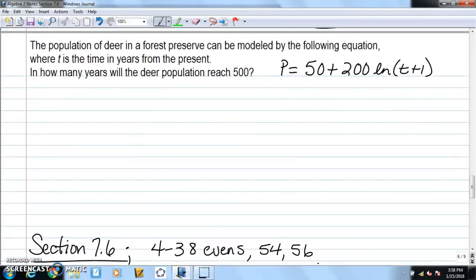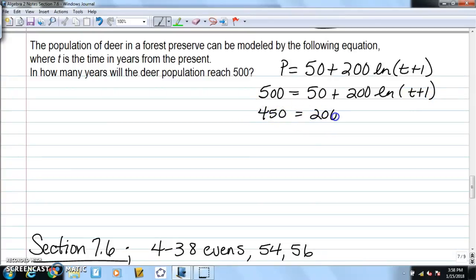Okay, here's another one. One more. The population of deer. Well, here's my equation for my population of deer, where t is time in years. It says how many years will it reach 500. Okay, well, I want the population to be 500. So I put that in right here. Natural log t plus 1. I want to solve this for t. Well, subtract the 50. Okay, I want to isolate my log. So I'm going to divide through by 200. That equals the natural log of t plus 1.